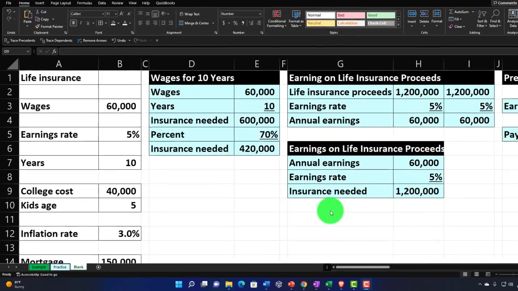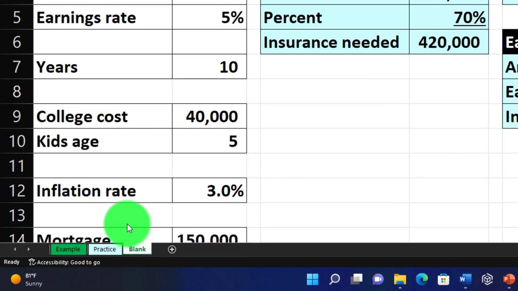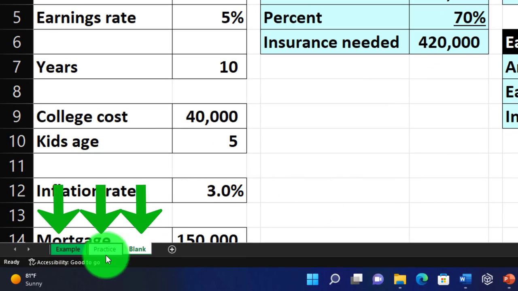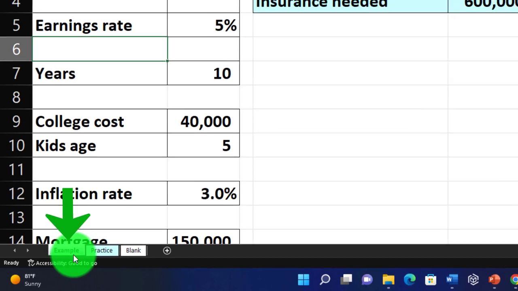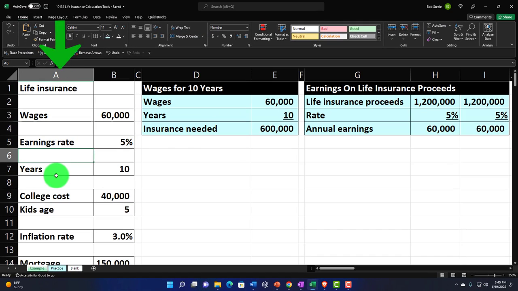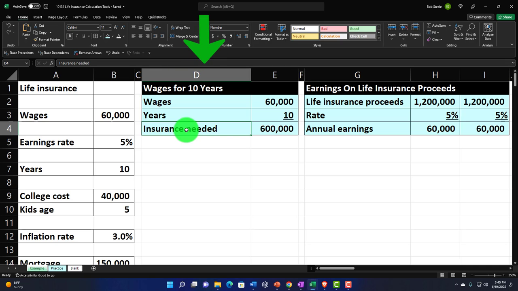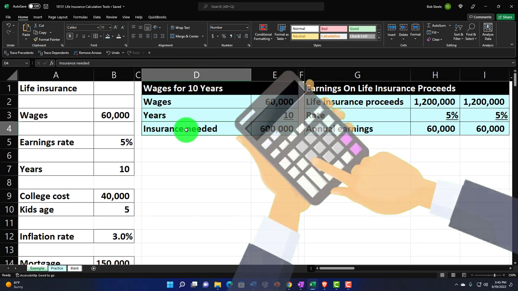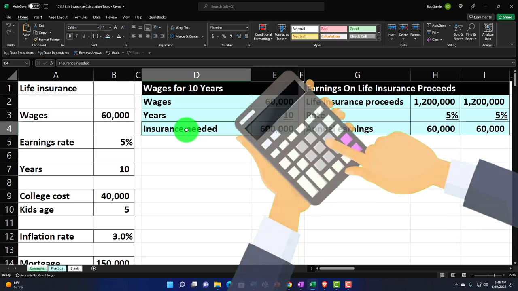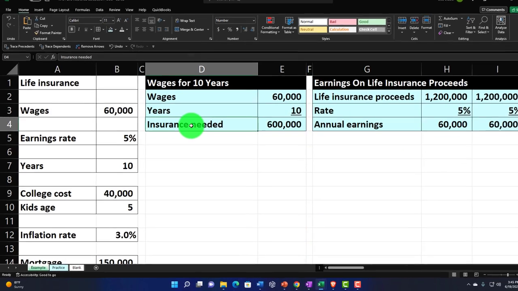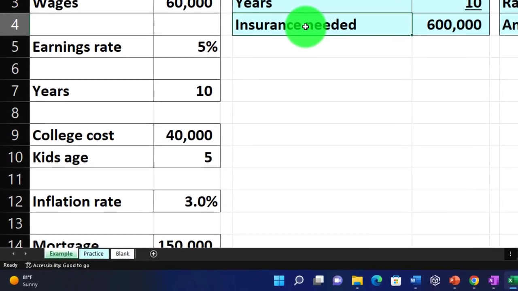If you do have access to it, there are 3 tabs down below: example, practice, and blank. The example tab, in essence, is an answer key. We've got the information on the left-hand side, calculations on the right, focusing in on types of calculations that hopefully we can put together and understand to customize our own life insurance calculation needs.